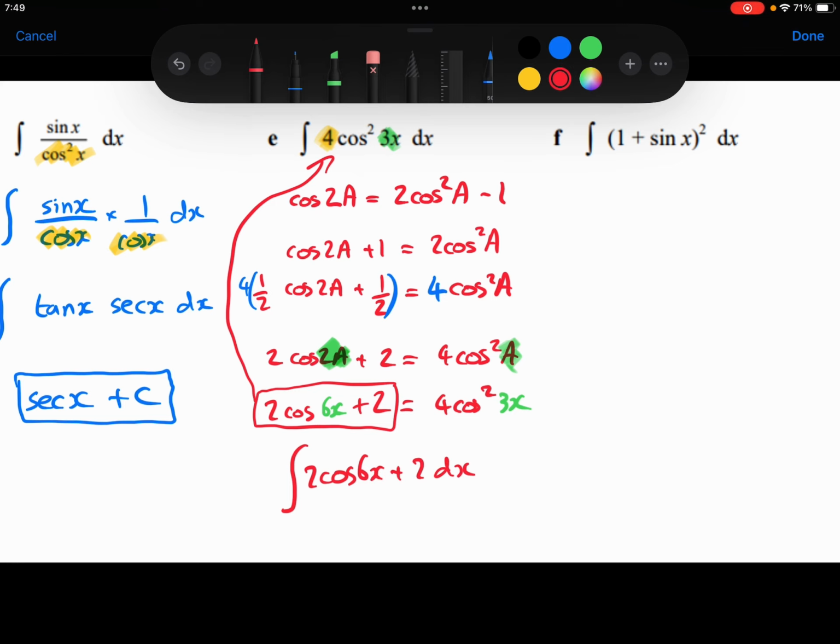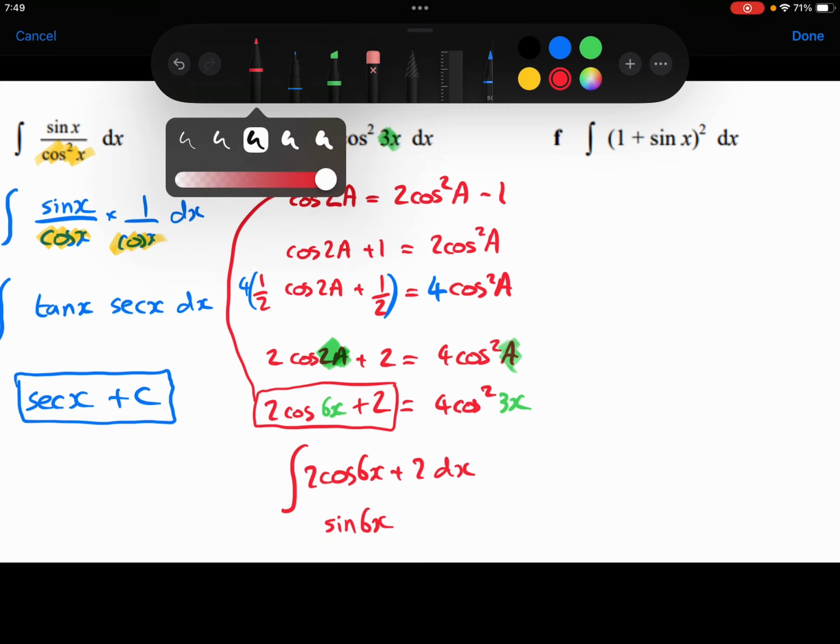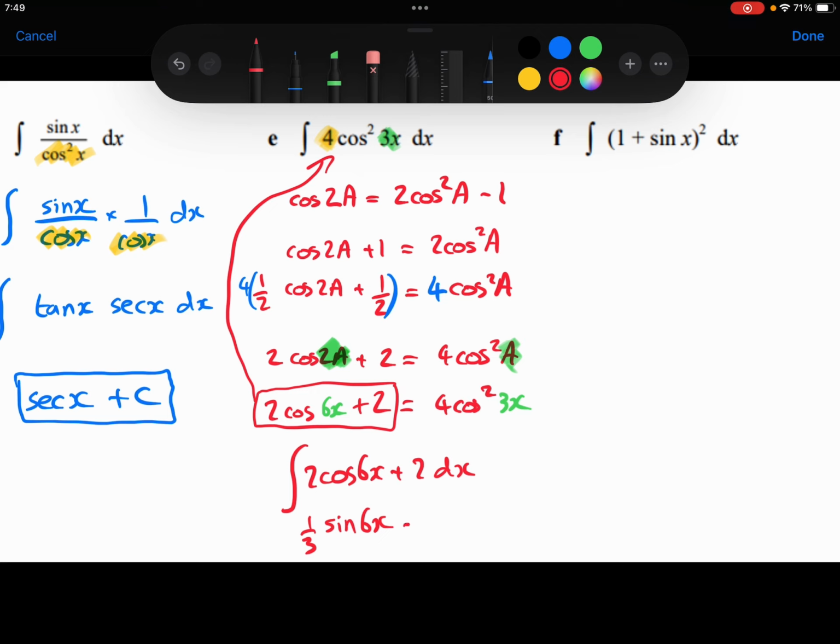The cos will integrate to be sine, but I need to divide by 6 because of the reverse chain rule. The 2 over 6 will simplify to be 1/3. The 2 will integrate easily to be 2x, and don't forget the plus c.